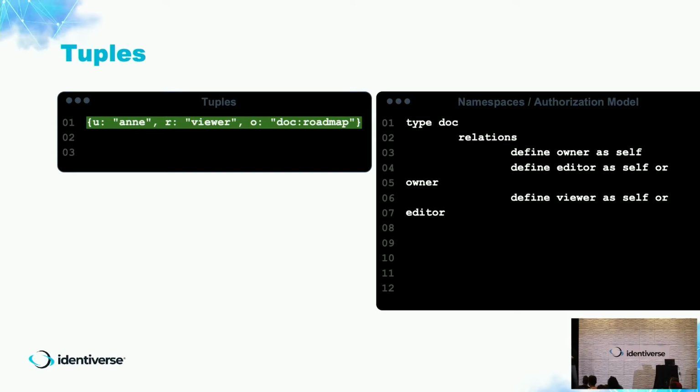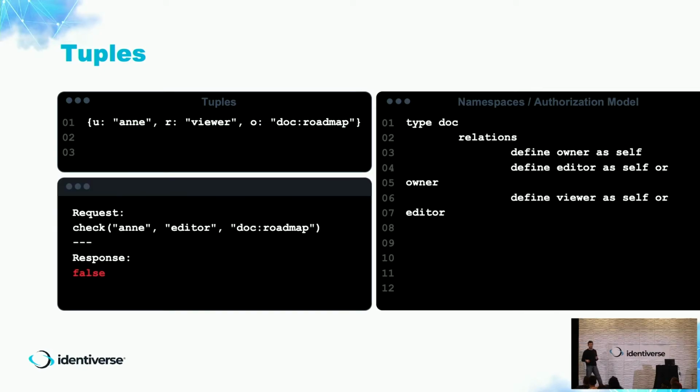And the second thing we do is we put tuples in the system. Tuples are your authorization facts, and they are triples. They have a user, a relation, and an object. In this case, we are creating the tuple Anne is a viewer of the document roadmap, and we have the same model we did before. So we can now ask the question, hey, is Anne an editor of the document roadmap? The answer is false, because she's a viewer. Right? So if I ask editor, editor is anyone that's an editor or an owner. She's neither, false. If I ask about viewer, true. Okay? This is, again, Zanzibar 101. Tuples, authorization model, or the namespaces, checks. Those are the 3 things that you do.